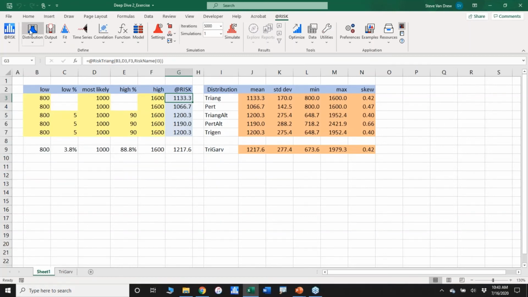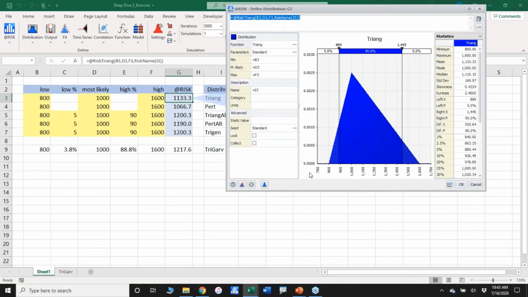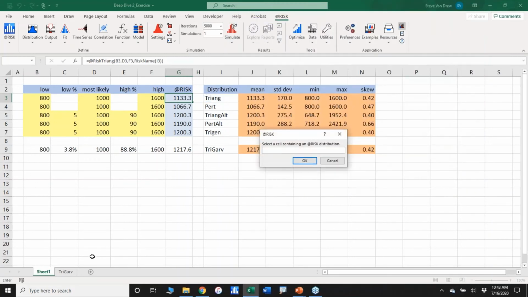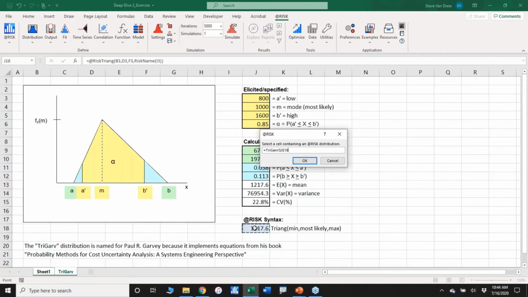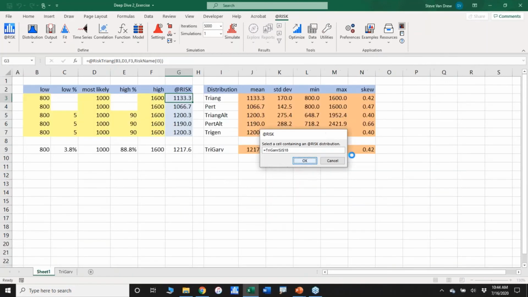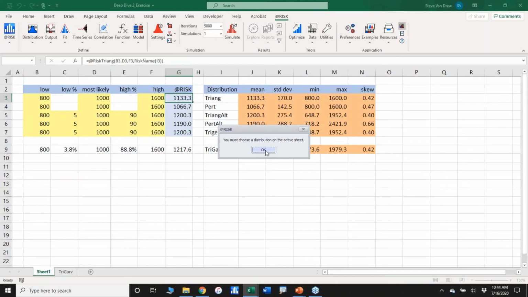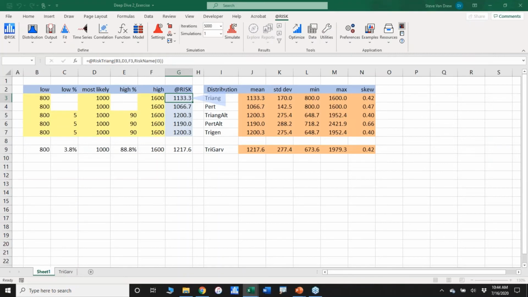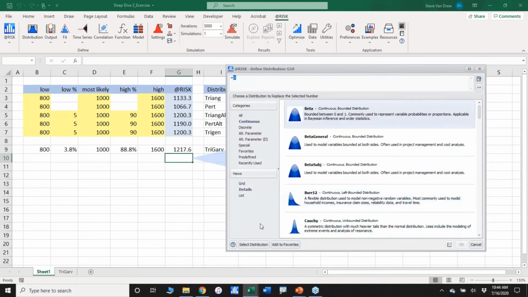Here's what we started with. This was the original triangular where I've done nothing, okay? I'm going to try to get it to overlay, do an overlay with a cell from the other sheet. Shouldn't be an issue. Click on TriGarv and grab this one, say okay. Must choose it on the active sheet. Oh well, it didn't like me doing it that way. So here's what I'll do instead. Right below here, I know what to choose, so I'll define the distribution as being triangular.